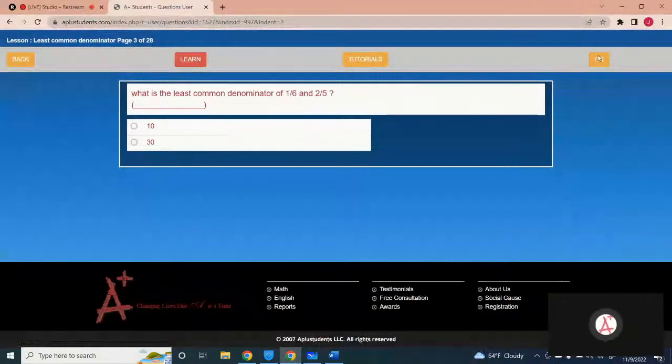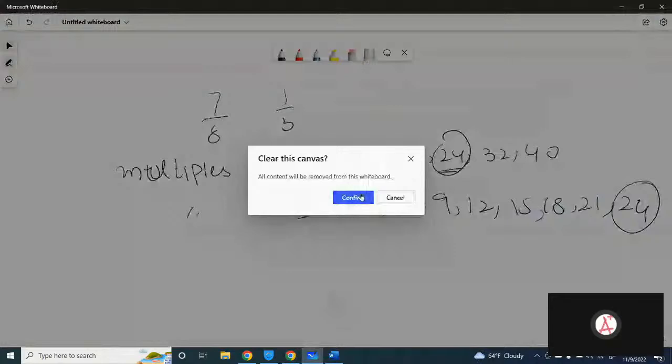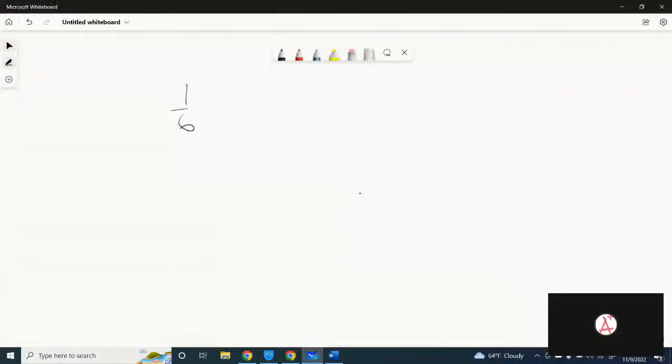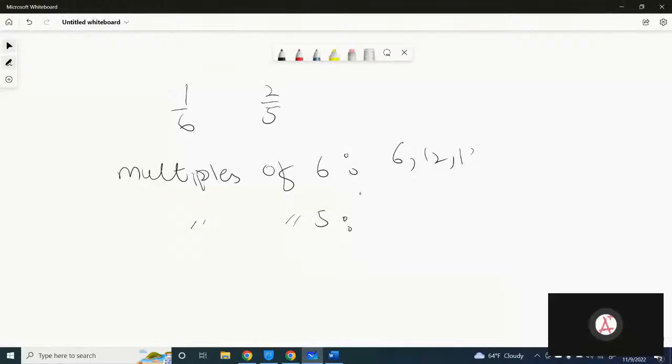Okay, what is the least common denominator of 1 over 6 and 2 over 5? If you guys know the answer, please write the answer in the chat box. 1 by 6 and 2 by 5. Okay, start writing the multiples of 6 and multiples of 5. So it would be 6 times 1 is 6, 6 times 2 is 12, 6 times 3 is 18, 6 times 4 is 24, and 6 times 5 is 30.